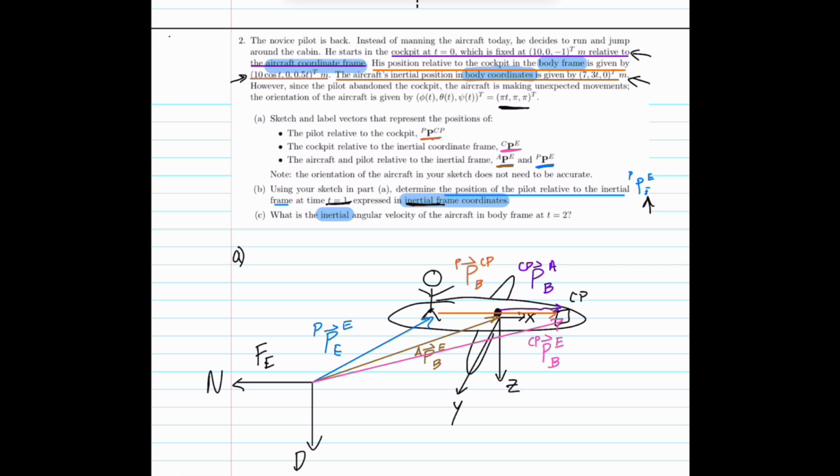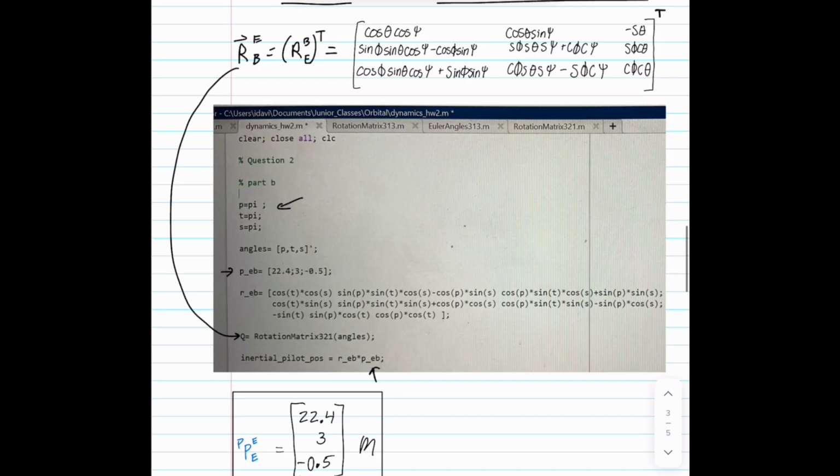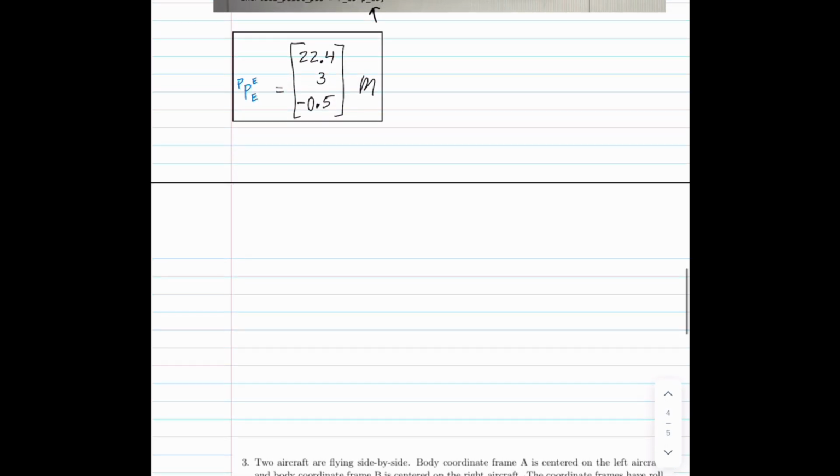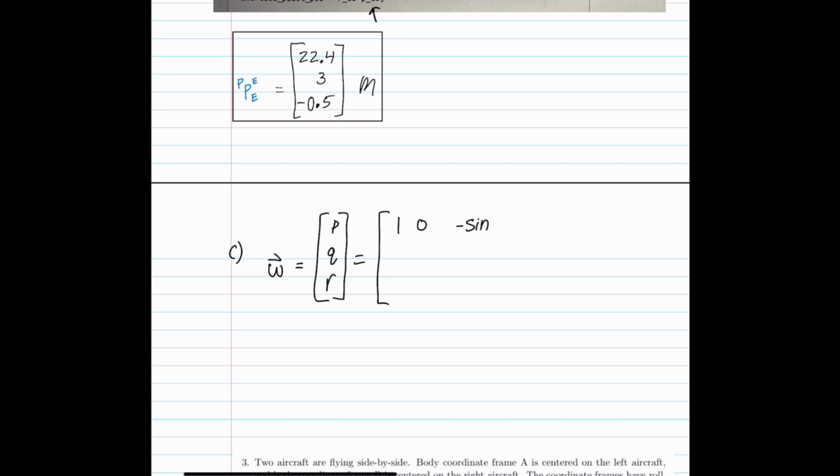Finally, we need to find the inertial angular velocity of the aircraft in the body frame at time equals 2 seconds. So we know the angular velocity has components p, q, r. And we can relate the Euler angles to the Euler angle rates with this equation.